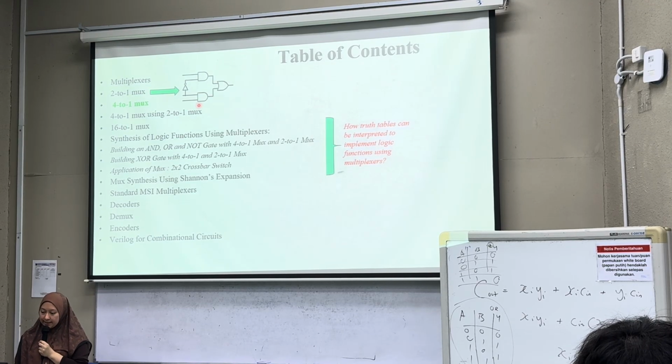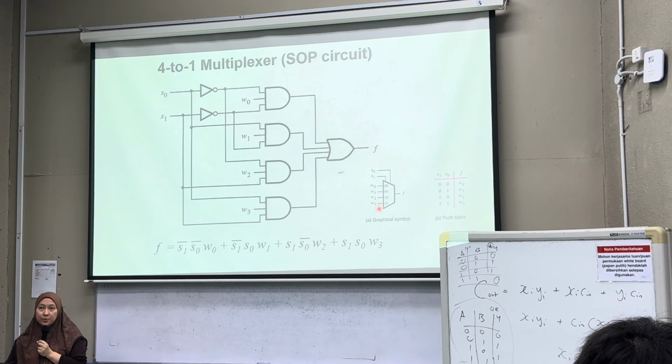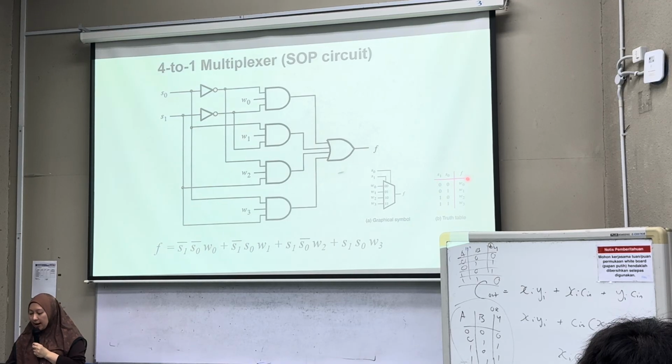Now, the 4-to-1 MUX. This is your graphical symbol. Since you've got 4 inputs, you've got 2 select lines, because 2 to the power of 2 is 4. It's always a power of 2. This is your truth table, with S1 and S0, so 4 conditions. F equals W0 when S1 S0 is 00, F equals W1 when S1 is 0 and S0 is 1, and so on. I'm sure you know this already. So this is your 4-to-1 MUX.